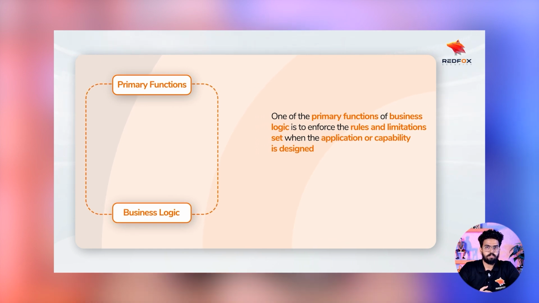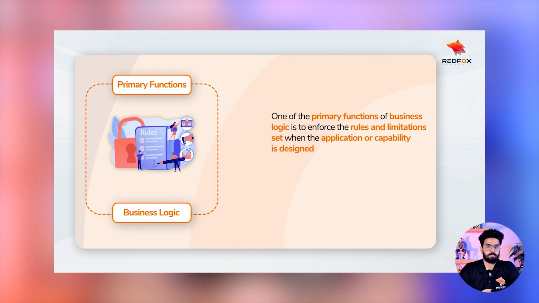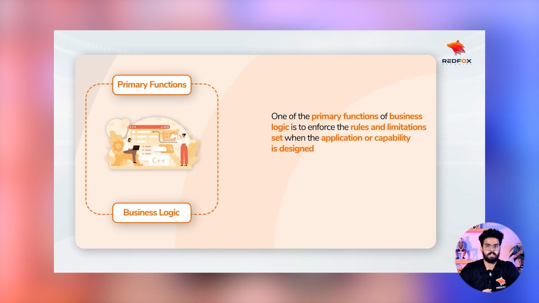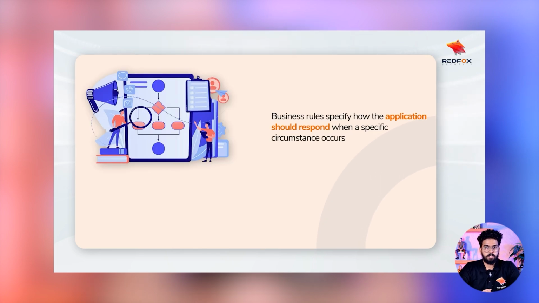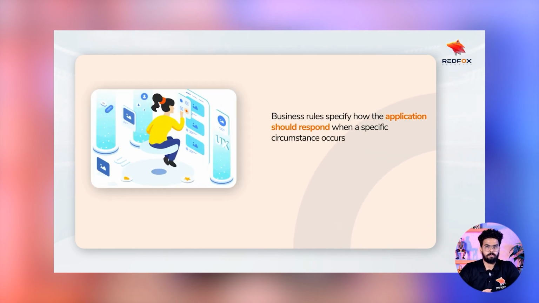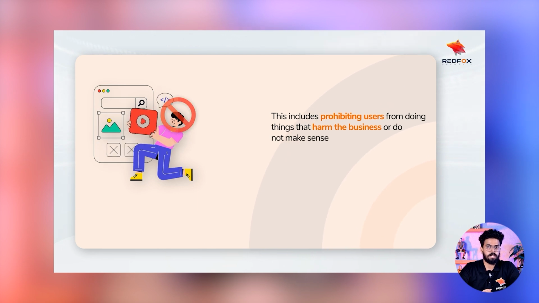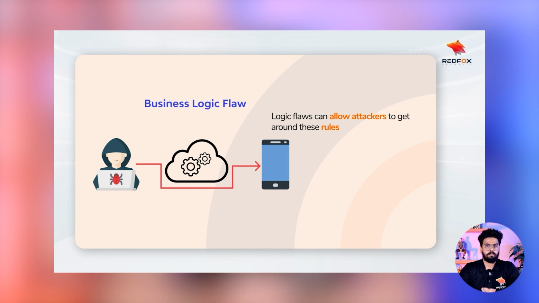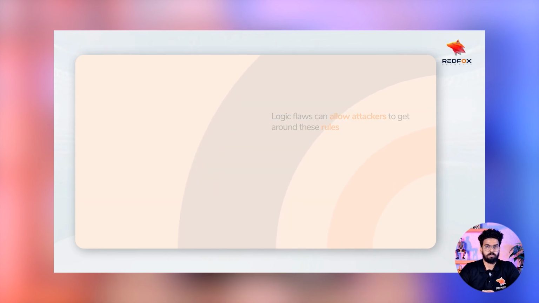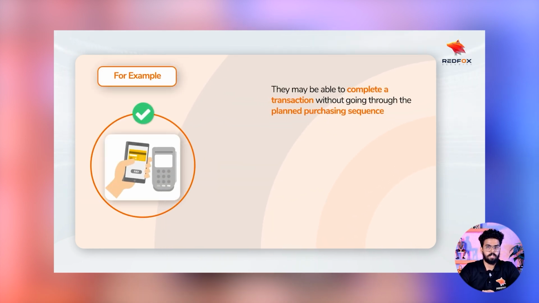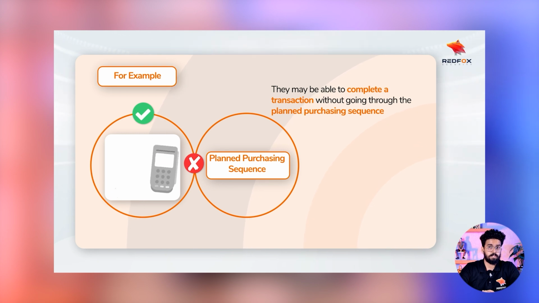One of the primary functions of business logic is to enforce the rules and limitations set when the application or capability is designed. Business rules specify how the application should respond when a specific circumstance occurs. This includes prohibiting users from doing things that harm the business or do not make sense. Logic flaws can allow attackers to get around these rules. For example, they may be able to complete a transaction without going through the planned purchasing sequence.